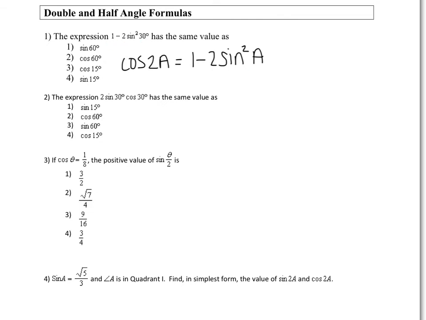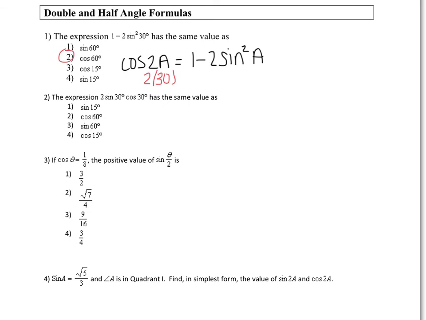So do you notice how 1 minus 2 sine squared a is in this form? Yes, what's a? 30. Notice how they take the place of each other. So we're going to put the 30 in for a, and what's 30 times 2? 60. So it's really saying cosine of 60. Choice 2. We worked backwards.